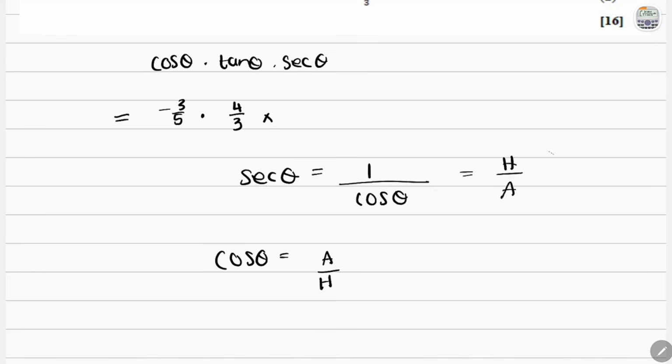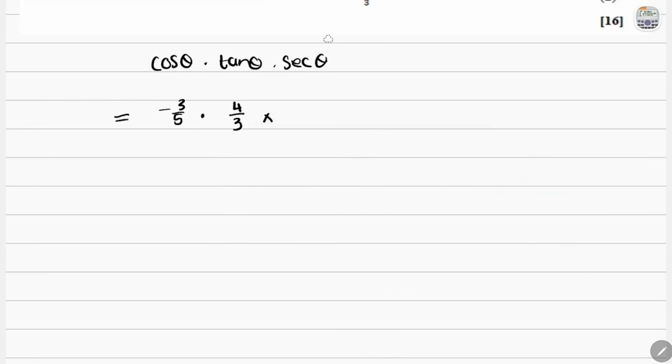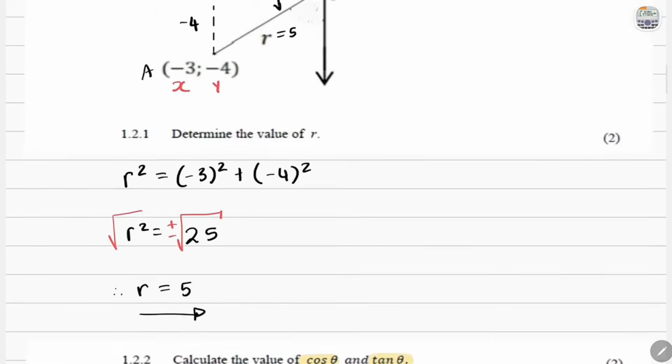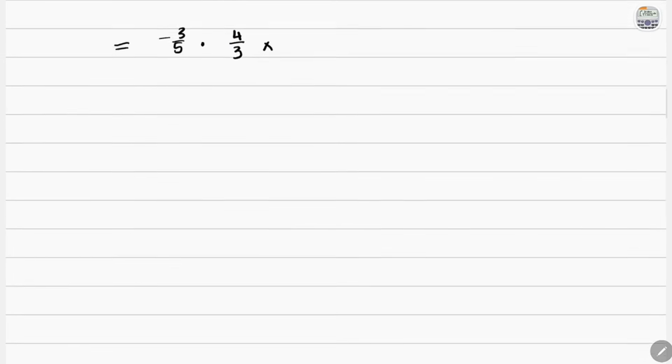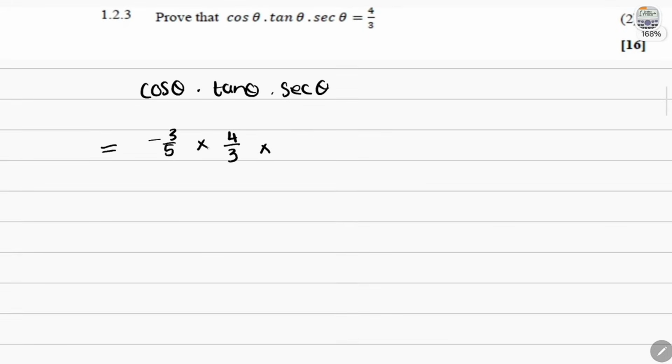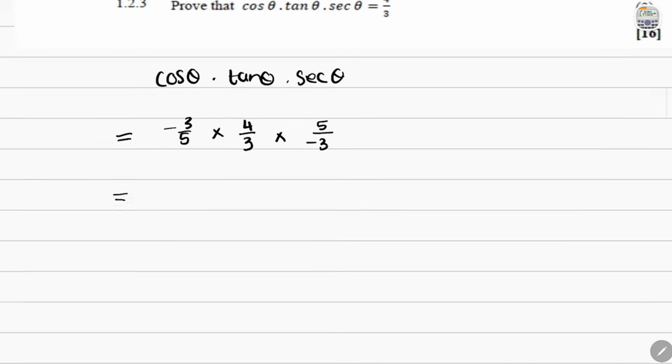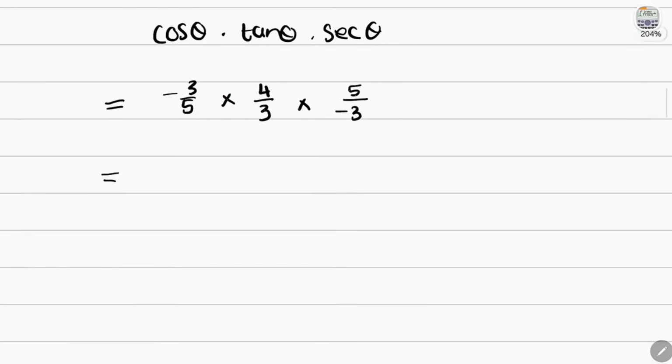So let's go ahead and find that in our diagram. H over a, so we'll say the hypotenuse over the adjacent side. The adjacent side is the side next to this angle. So that side is negative 3. So we're just going to say 5 over negative 3. So multiplied by, they're all multiplying, 5 over negative 3. And then you can multiply them yourself or use a calculator, but you can just multiply normally here.